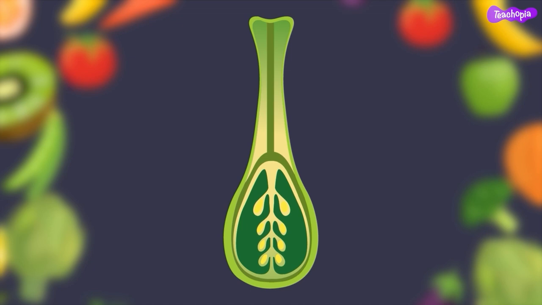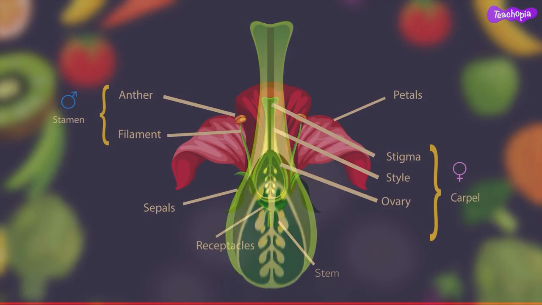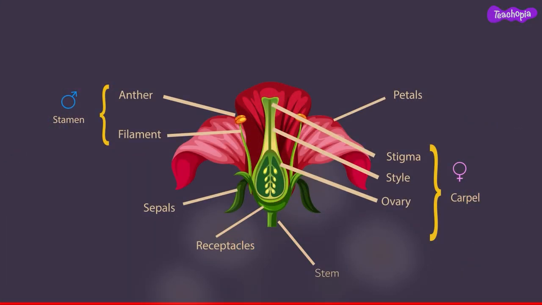So, pollination must happen before fertilization. The male pollen is produced in the anther, where it is then dispersed during pollination. The female parts of the flower are the stigma, the style, and the ovary. This is sexual reproduction in plants.